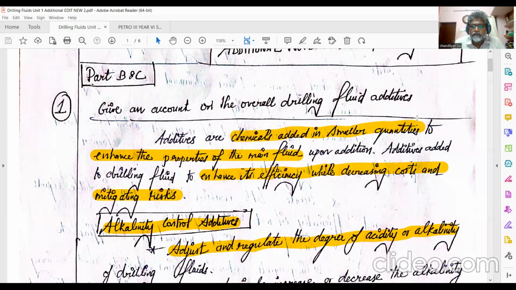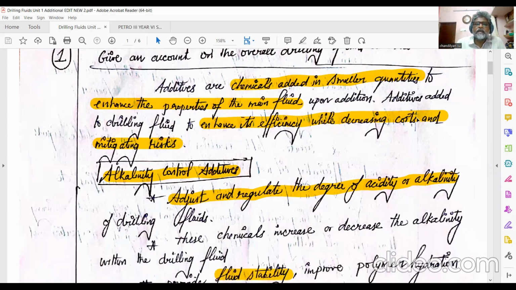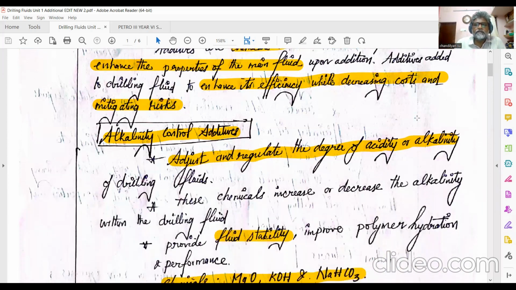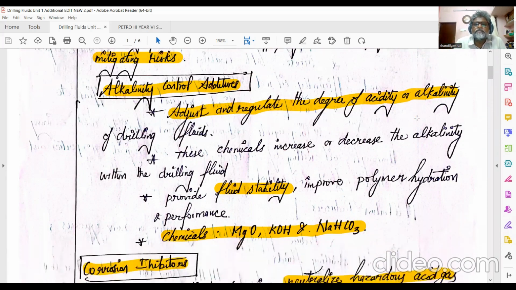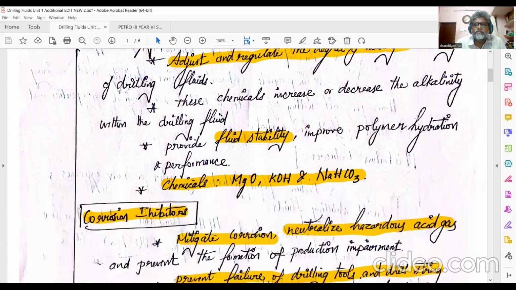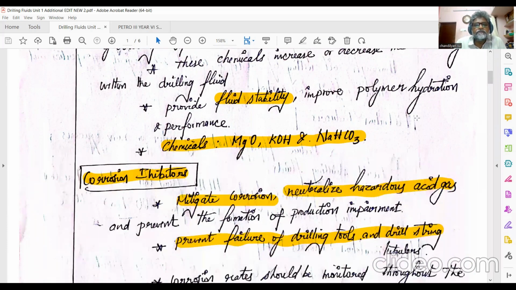an additive. So what additives are being added to our drilling fluid? Alkalinity control additives. That means pH. These additives are to regulate the acidity or basicity so that you will be able to have fluid stability. Examples are magnesium oxide, potassium hydroxide, and sodium bicarbonate.